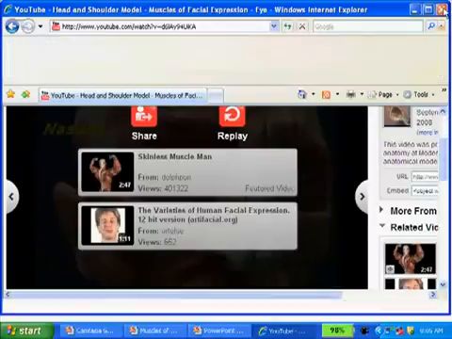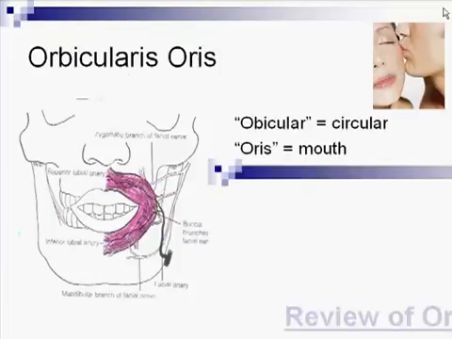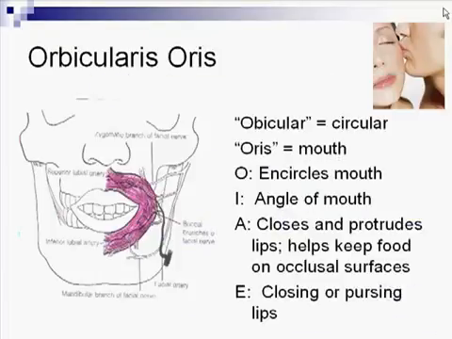Okay, so when we're talking about the epicranius muscle, the two bellies, the frontalis muscle covers the frontal bone. What do you think the posterior belly would be called? Think about where it is. If you have occipitalis, you're absolutely correct.